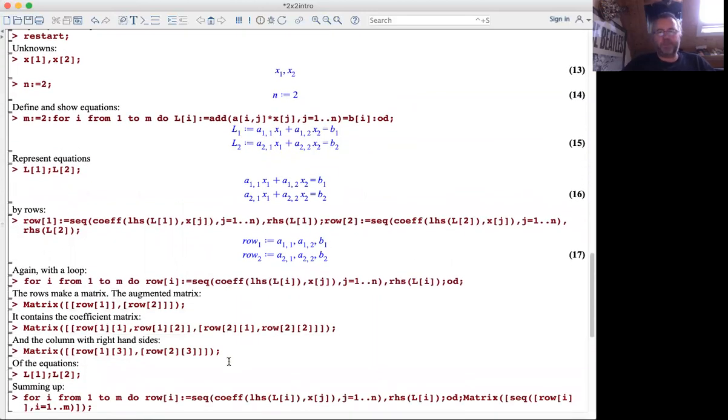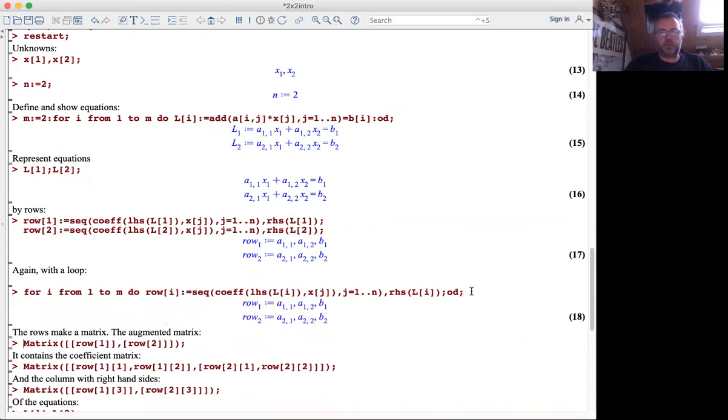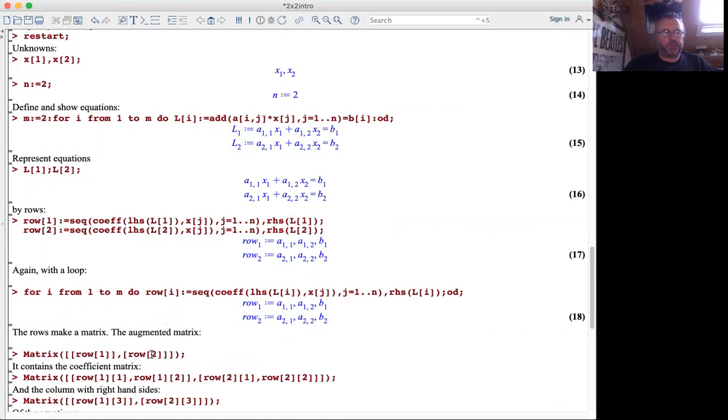Yeah? This was two commands to represent them. The first row and the second row. And of course, that's being a bit stupid. When you do two things which are the same, but just the index changes, then you use a loop. Okay? And the two rows make a matrix, the augmented matrix.